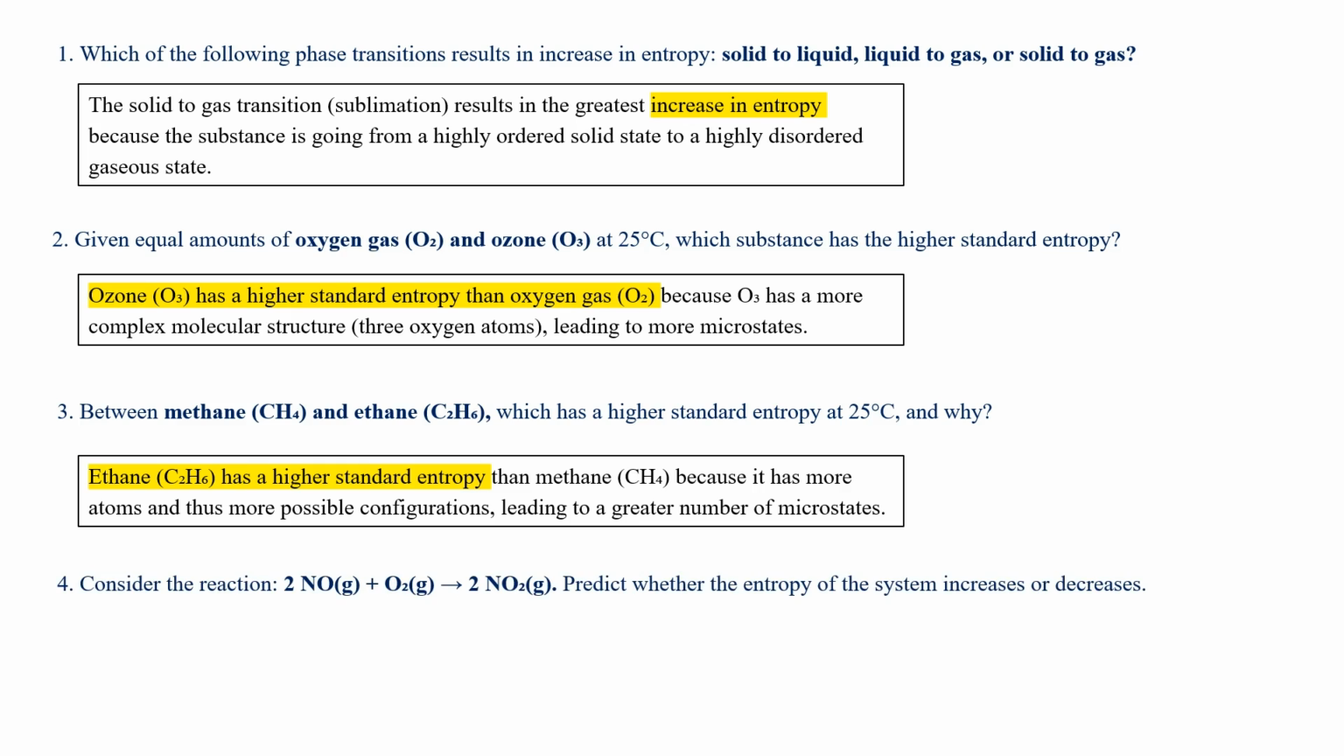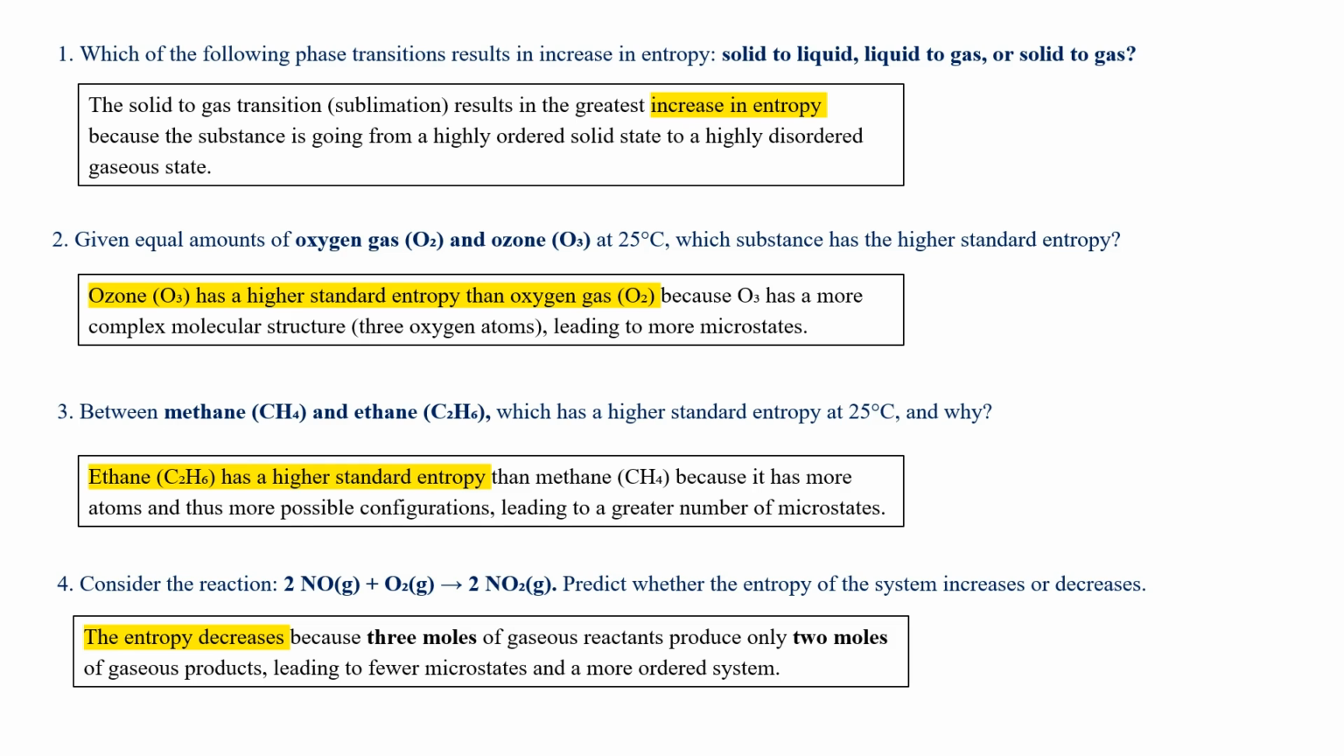Consider the reaction: 2 moles of nitrogen monoxide react with oxygen to produce 2 moles of nitrogen dioxide. Now in this chemical reaction, from the reactant side to the product side, is entropy increasing or decreasing? All 3 species given in the reaction are in the gas phase. Then we need to focus on the number of gaseous molecules on the reactant side and the product side.